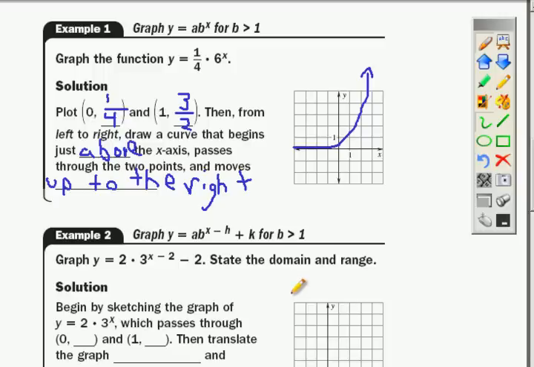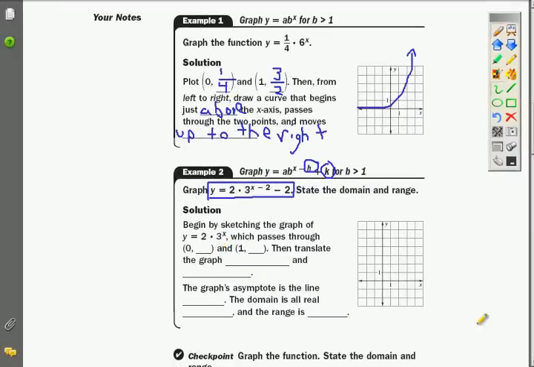Example 2, y equals a b to the x minus h plus k. Now let's remember that h and that k, those are shifts. Those things move to the left and to the right and up and down. So if we looked at something like this, its parent function is going to be y equals 2 times 3 to the x.